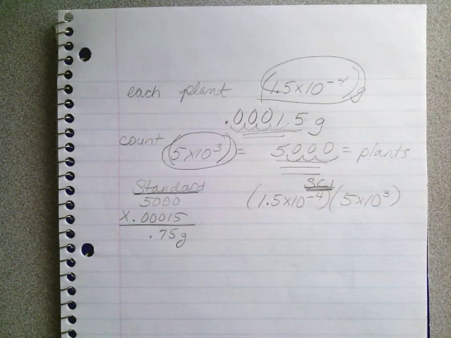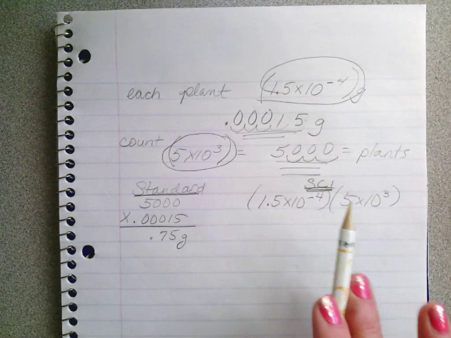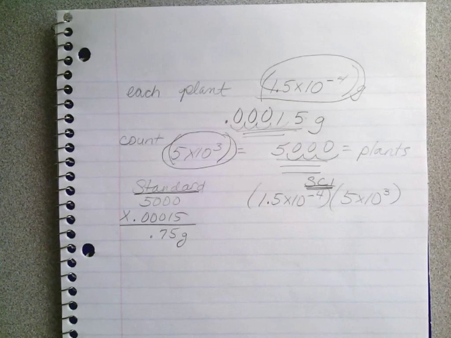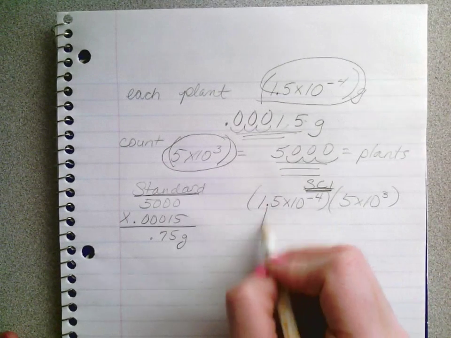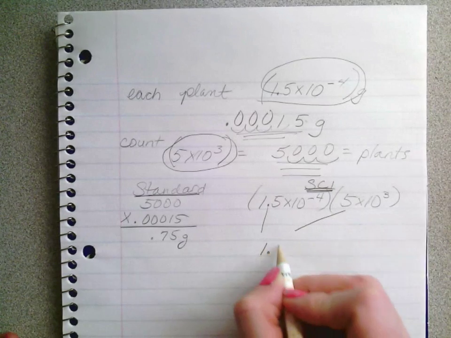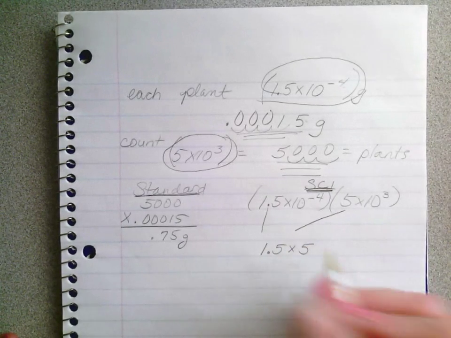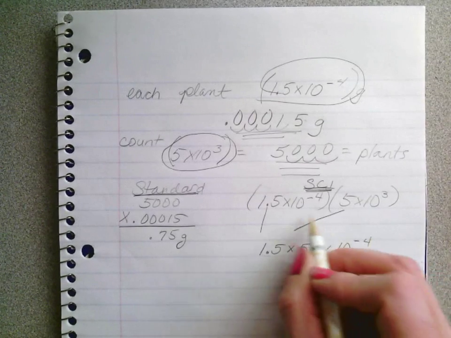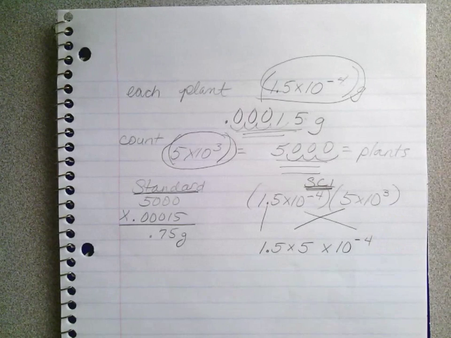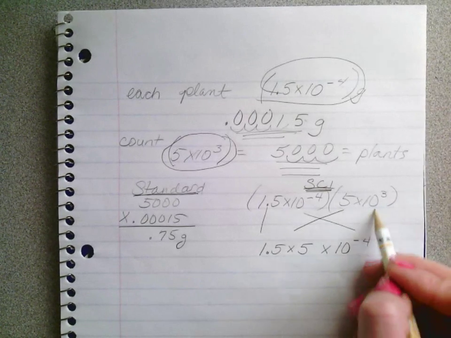I don't know if you guys remember this or not. Maybe you do. But you can commute numbers in multiplication. This literally means this times this times this times this. All of that is multiplied. You can move all of these numbers around so that they're easier to multiply. Take, for example, your normal numbers first, 1.5 times 5, and multiply that by 10 to the negative 4th times 10 to the 3rd.